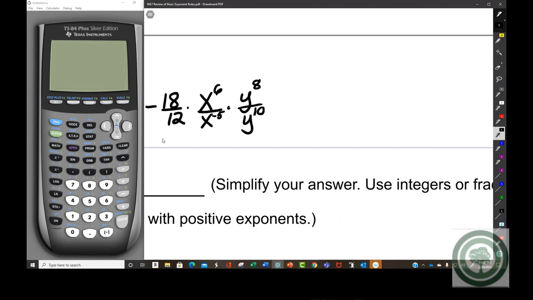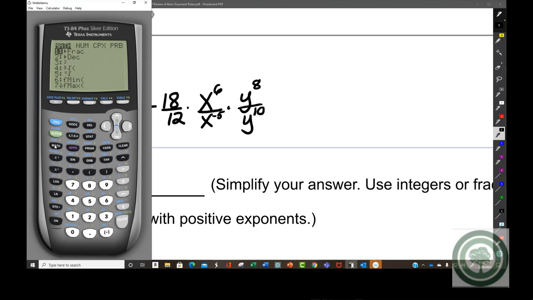Okay, you can always put this in your calculator. Let's do it for a review. Negative 18 divided by 12. I push the math button. Frac is right there at the top, so I hit enter. And then I hit enter again. That's negative 3 over 2. You can make the calculator do a lot for you.